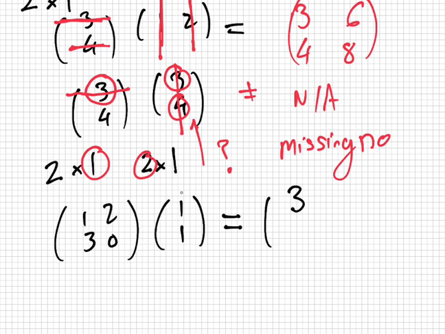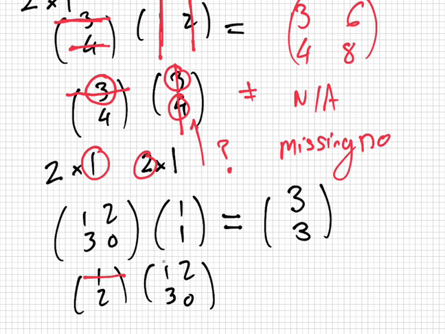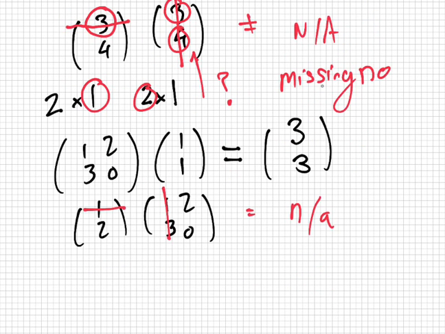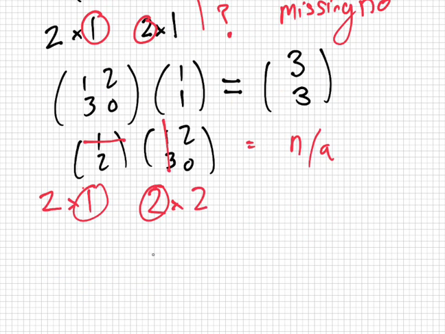Row by column, oh, so that's 3 in that example. But as you pointed out, I can't do this one because there's 1 here, but there's 2 here. So, no good. And again, you can see it because this one here is 2 rows by 1 column, and this is 2 rows by 2 columns. And because these numbers don't match, again, same reason, they can't multiply.